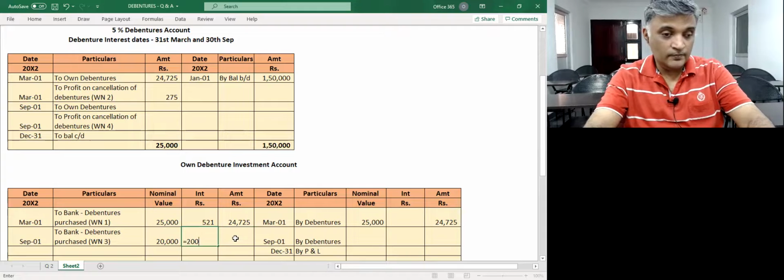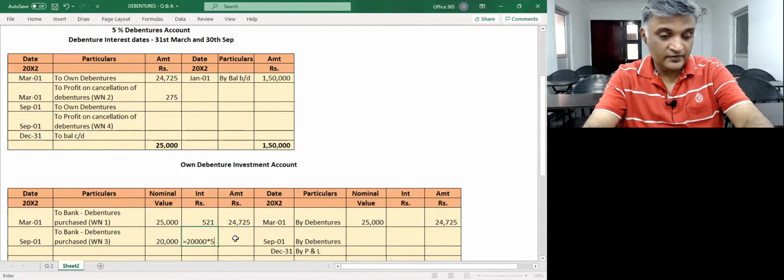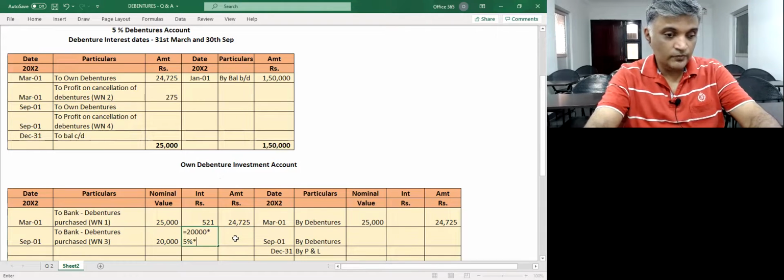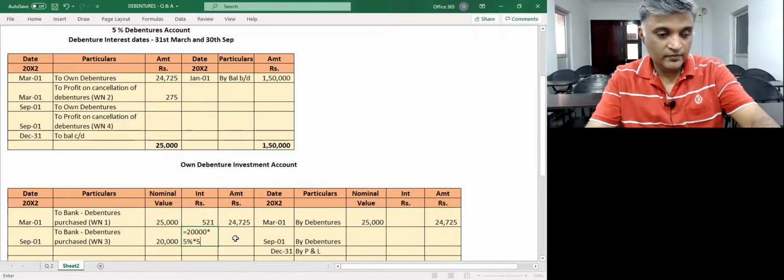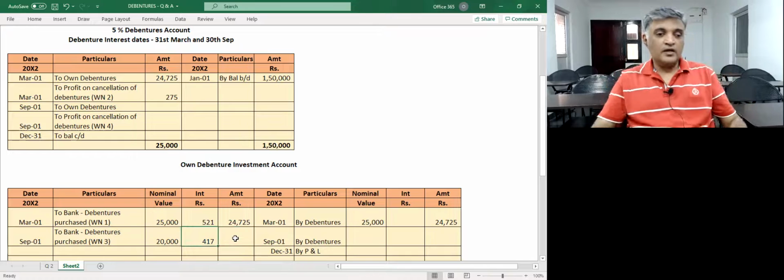So 20,000 into 5% into, when do we purchase? September 1st. Which means 31st March is the last date when we have got the interest. So April, May, June, July, August. So 5 months interest will be 417. That's the 5 months interest.